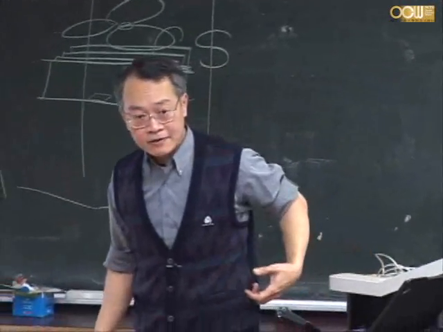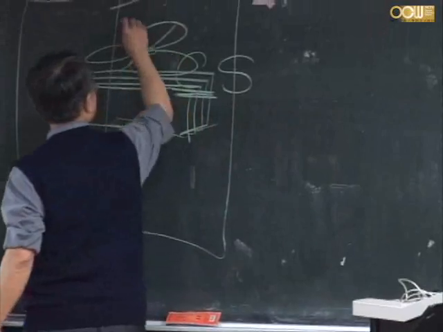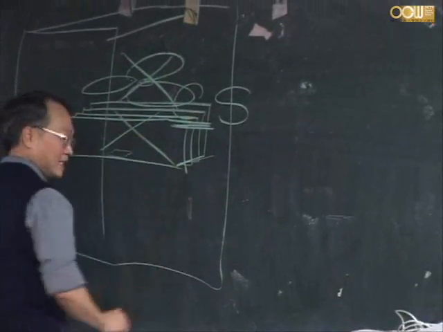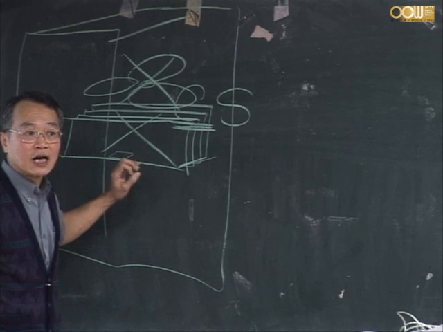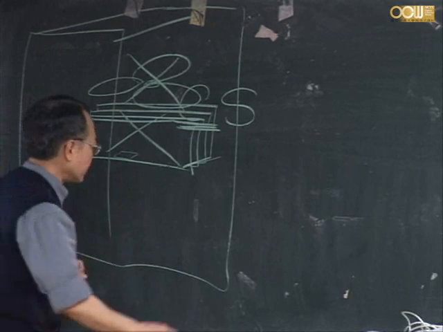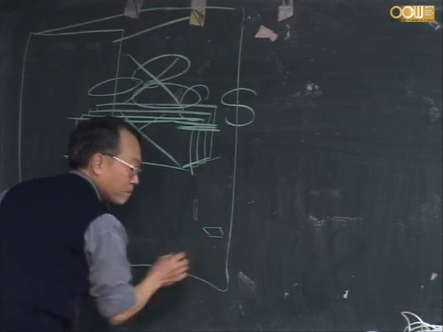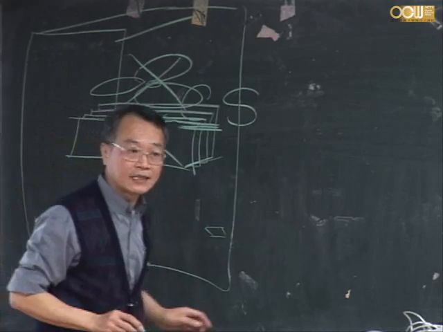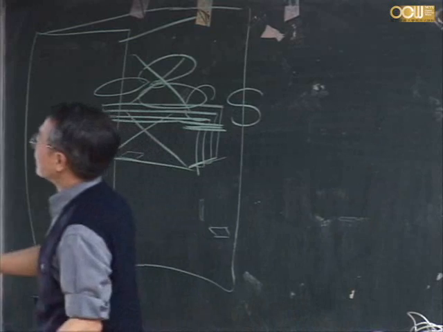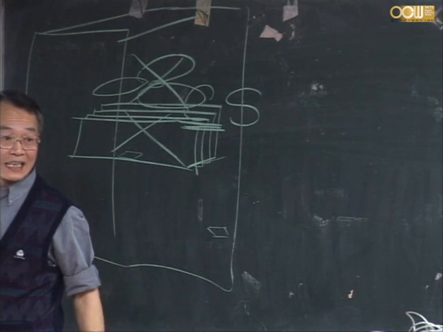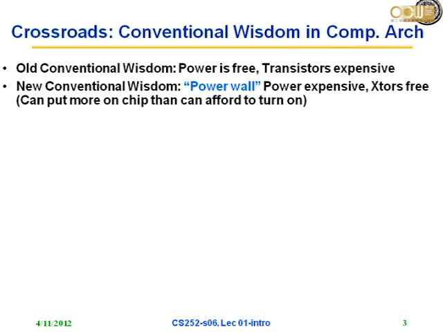For the cell phone, I don't think this is appropriate. You need to be very stingy in using your power, because you have only a very small battery pack in your cell phone. So nowadays, power becomes very expensive in design, in using the device, in whatever. But transistors are virtually free. I tell you, I have 10 billion transistors for you to use.